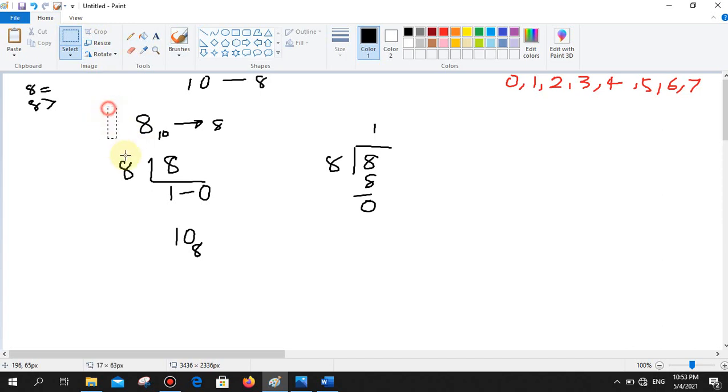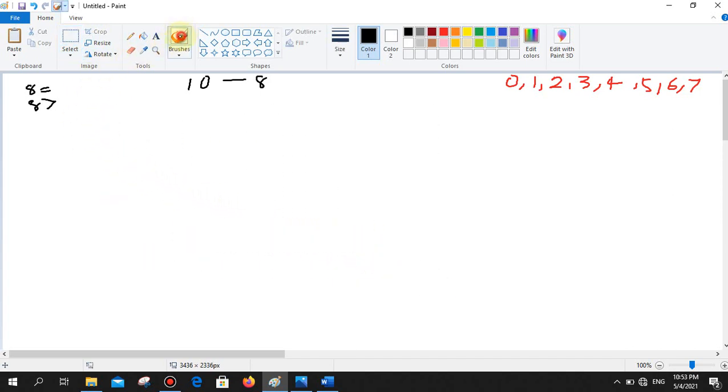I think you get the idea. It's easy. We'll try out another example. The next number is 15. We'll convert it into octal. This number is greater than 8, so we can divide by 8.